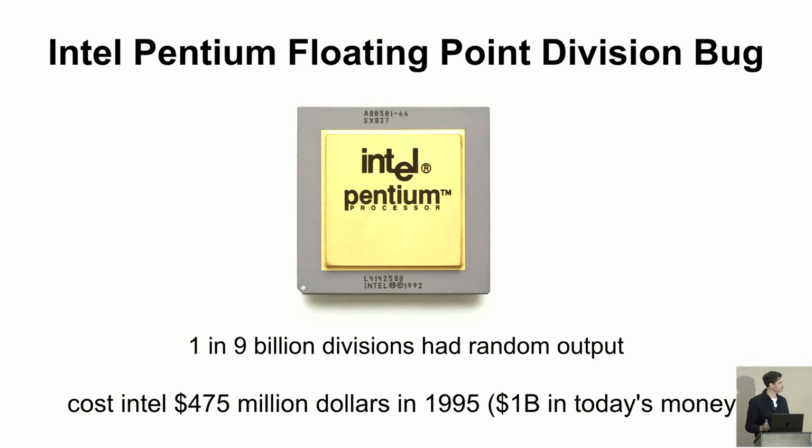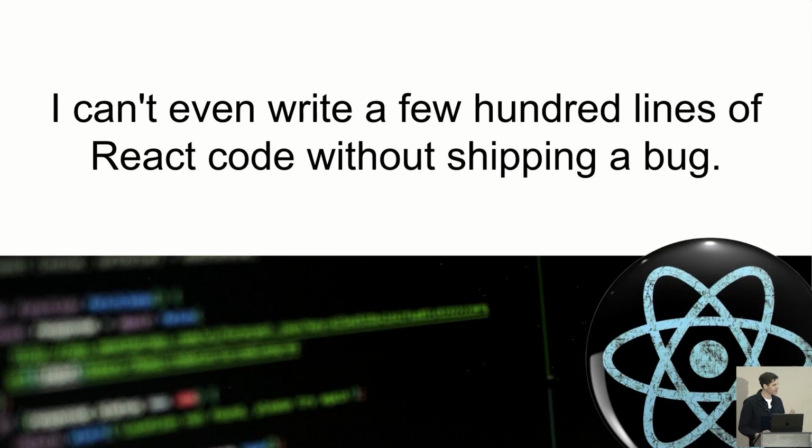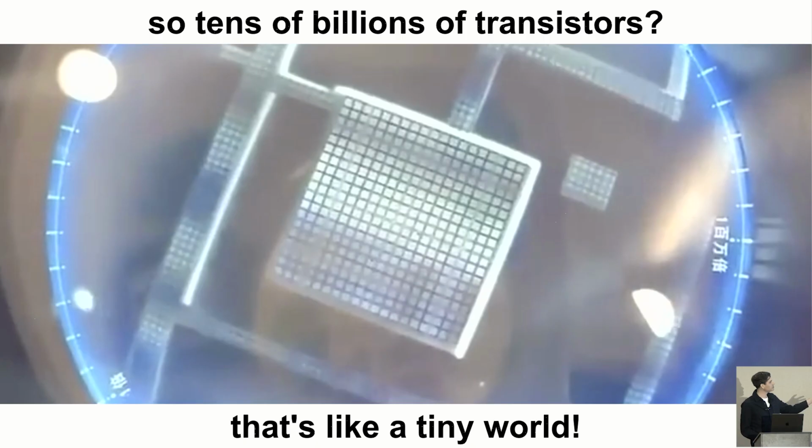And no bugs is serious because one time there was an Intel Pentium floating point division bug, and 1 out of 9 billion divisions had a little bit of noise in it. That cost Intel $475 million. They had to do a recall. So no bugs is a real thing. And I don't know how I could ever do that because I can't even ship a few hundred lines of React code without shipping a bug. So now you look at this thing, which is tens of billions of transistors. That's like a tiny world.